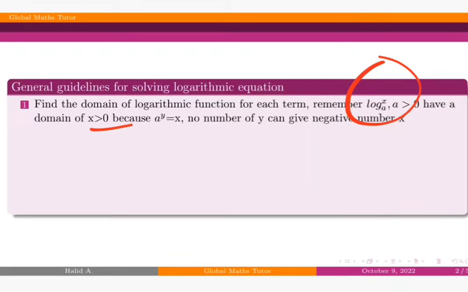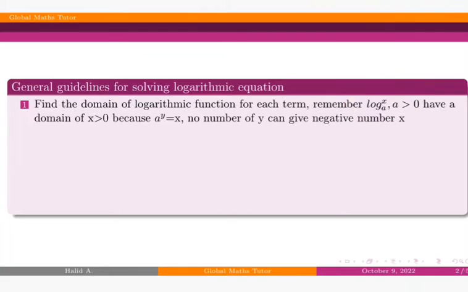exponential form, it will be the logarithm of x to base a equal to y. If you say that, it will be a to the power of y equal to x. So this x cannot be a negative number because there is no value of y that can give a negative number. So the domain of these logarithmic functions will be positive numbers. That is what a domain means.